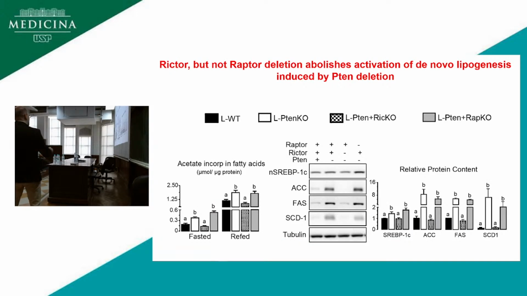We also measure de novo lipogenesis in the liver of these mice by measuring the incorporation of acetate in fatty acid. And as you can see here, the PTEN mice show an increase in de novo lipogenesis as expected. The deletion of Rictor completely abolished this, and the deletion of Raptor does not affect de novo lipogenesis at all. This is the increase in de novo lipogenesis induced by PTEN deletion. And we saw a similar phenotype in the content of several proteins involved in this process.